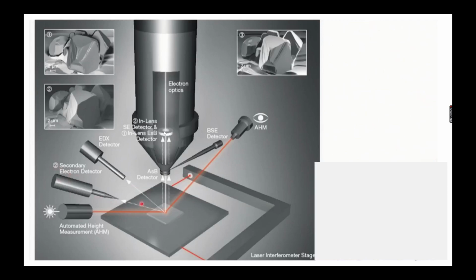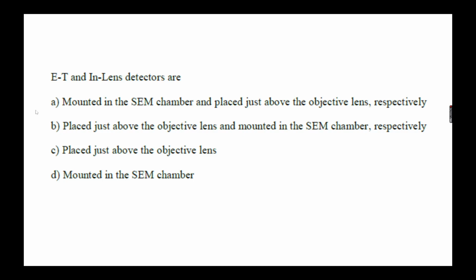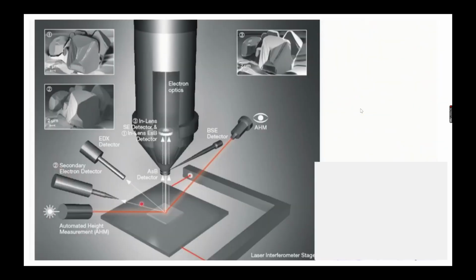So here the in-lens detector is on this side, after the objective lens, but the ET detector is mounted on your chamber. So the answer: ET means secondary electron detector, which is mounted in the SEM chamber, but in-lens detectors are placed just above the objective lens, right? So from this image it is very clear. So A will be the right answer.